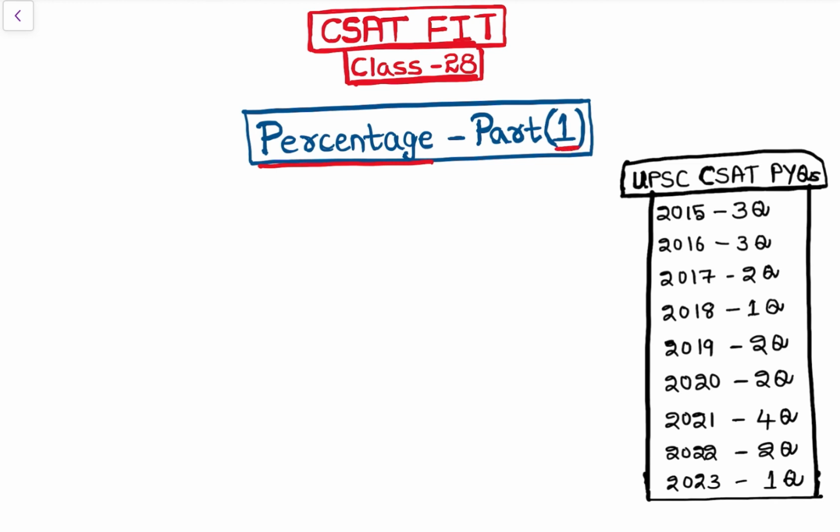If we see the percentage topic in the UPSC CSAT exam, in 2015, 3 questions were asked from percentage, and in 2016 again 3 questions, in 2017 2 questions, in 2018 1 question, in 2019 and 2020 2 questions each, in 2021 4 questions, in 2022 2 questions, and in 2023 1 question was asked from percentage. So this is an important concept.